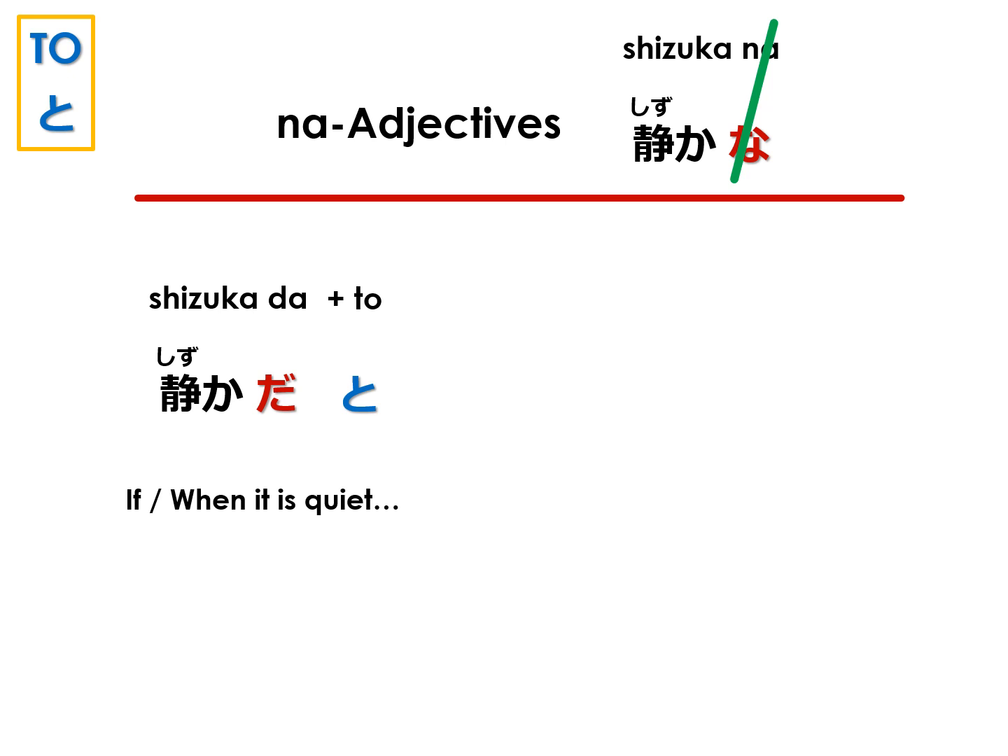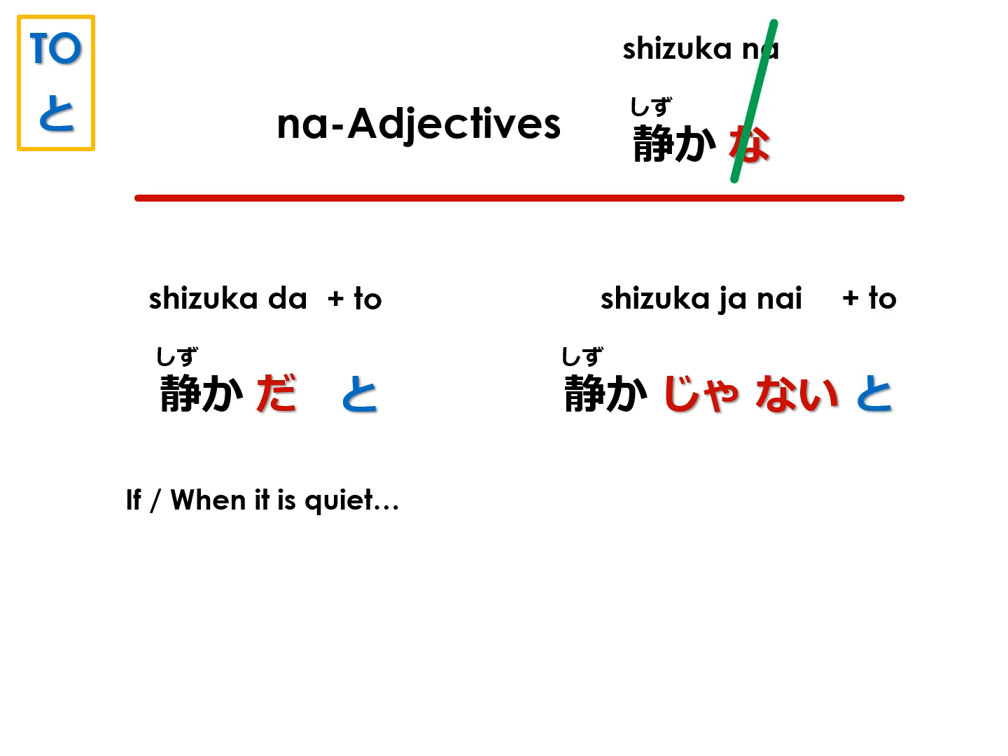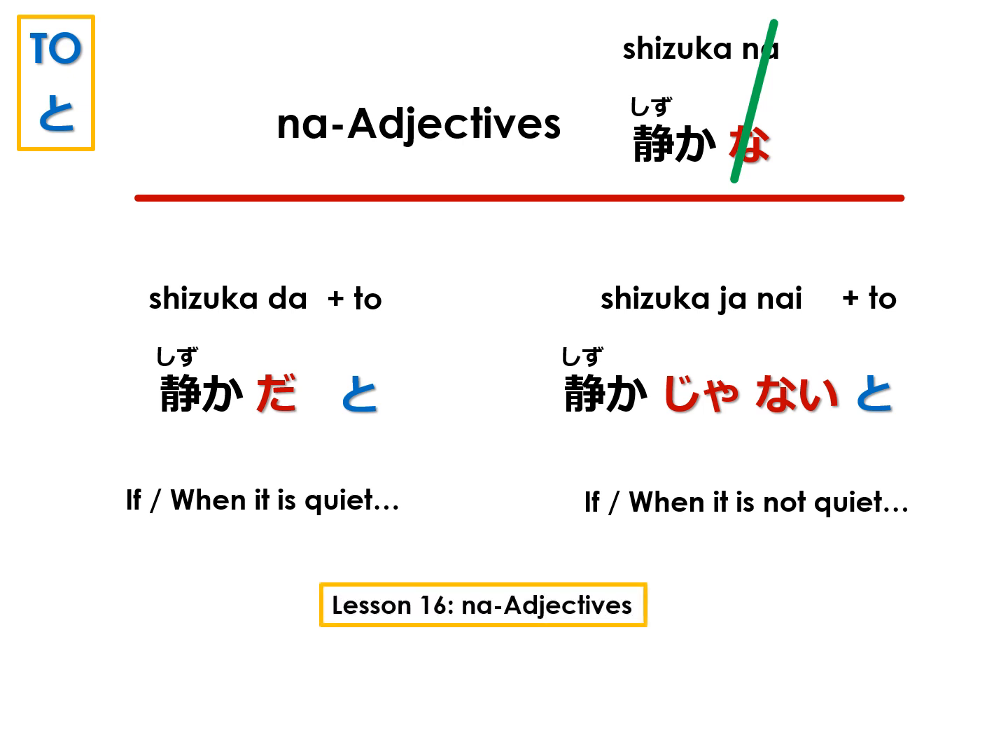Then the negative of shizuka na is shizuka dewanai or shizuka janai. Then to this, add to form shizuka janai to, which means if it's not quiet or when it's not quiet. You can review basic na adjective conjugation in lesson 16.